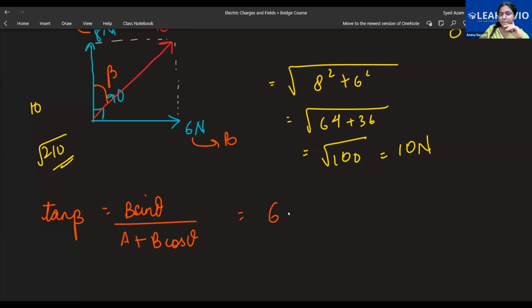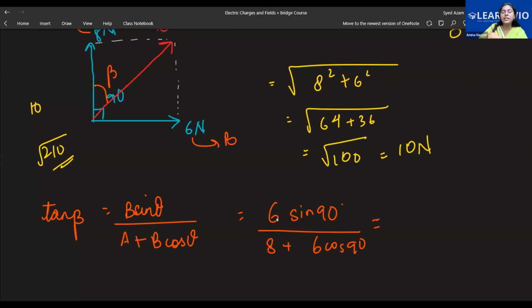3/4. Okay, here, what should I write? Sine? Yes, now it's right. What 90 was there? Degree. You wrote sine theta wrong. Yes, this is 90 degree, divided by 8 plus 6 cos 90 degree.